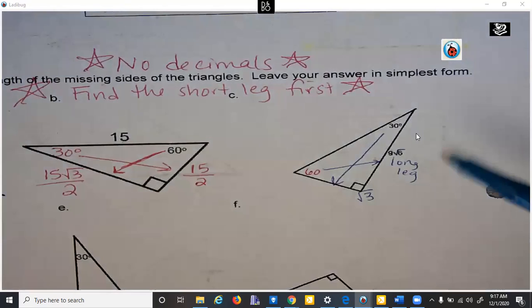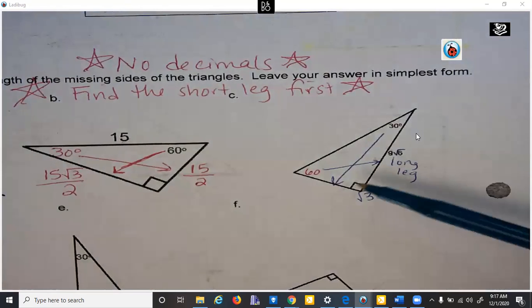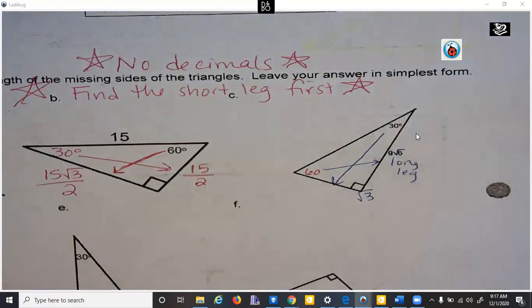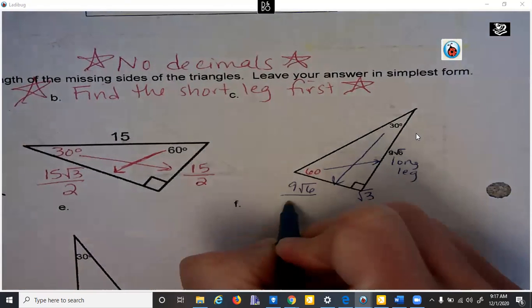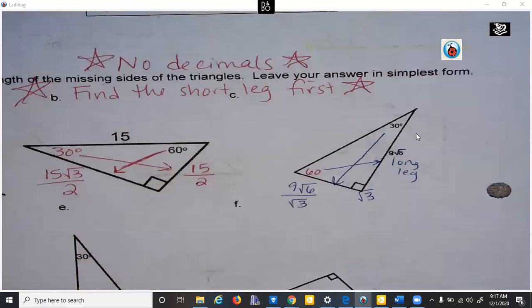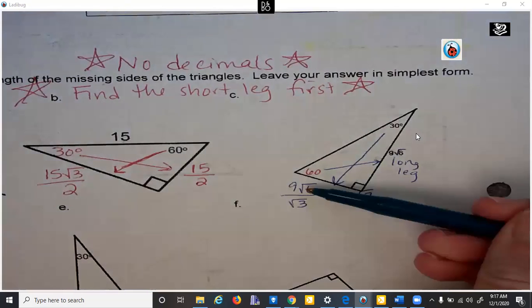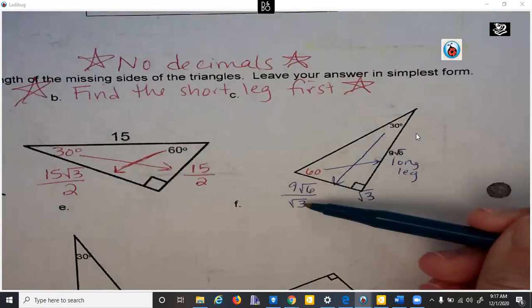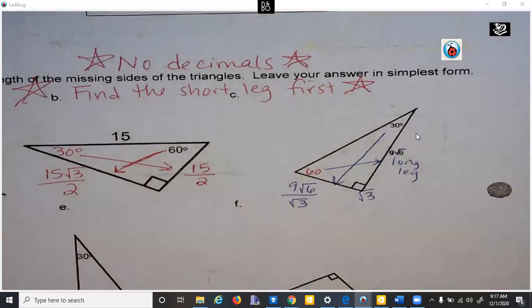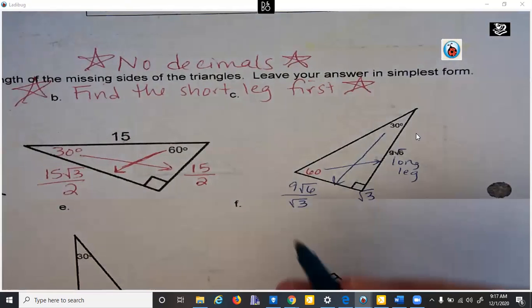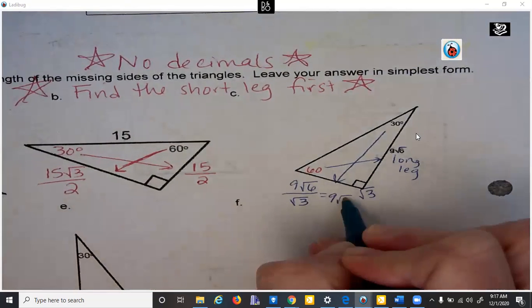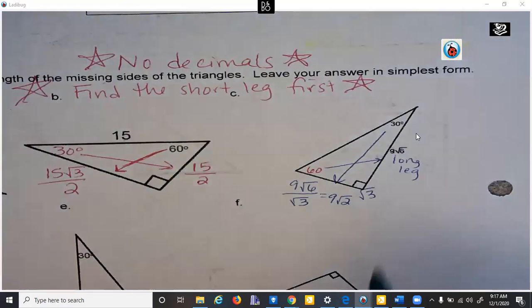If I'm trying to go from the long to the short, am I going to multiply by square root 3 or divide by square root 3? Divide. So I'm going to do 9 root 6 divided by root 3. You can divide the two inside numbers. So what does that give you? 9 square root what? 2. 9 square root 2. Okay. So that is the short leg.